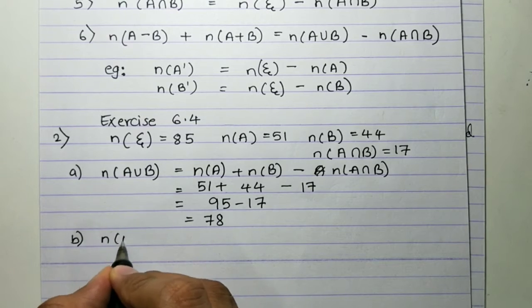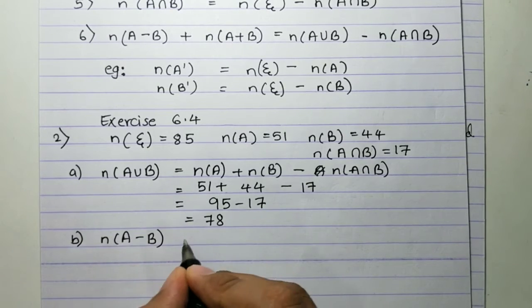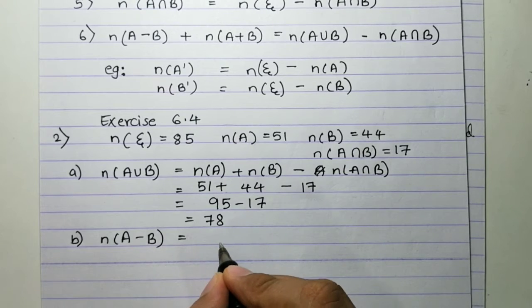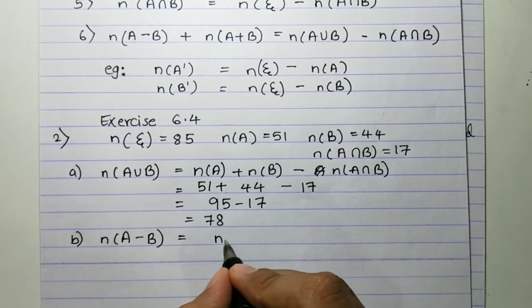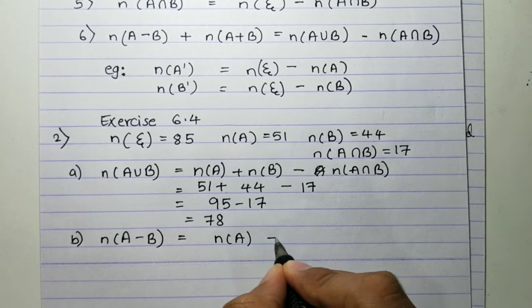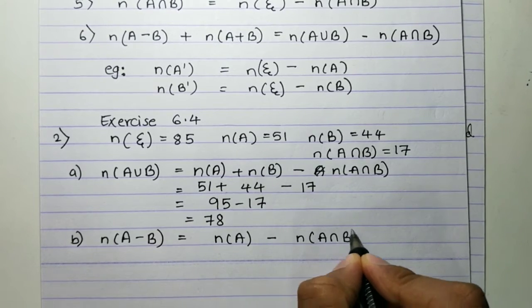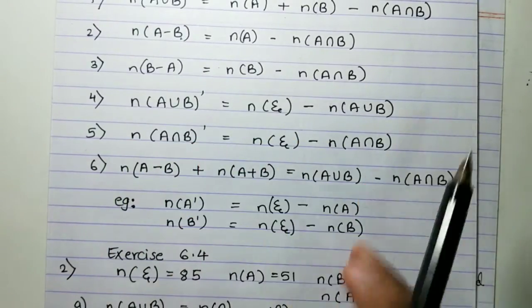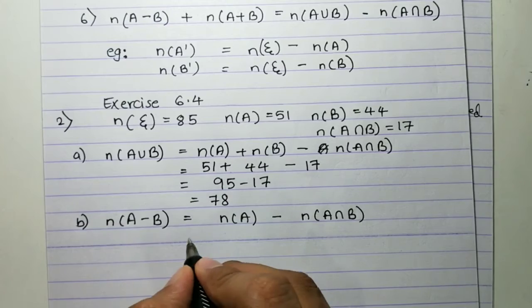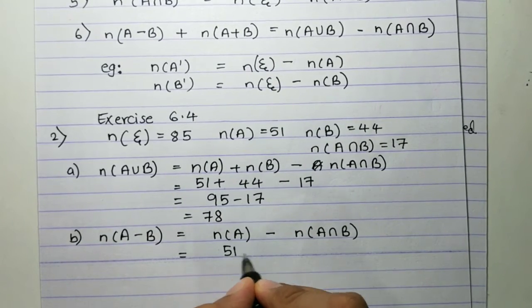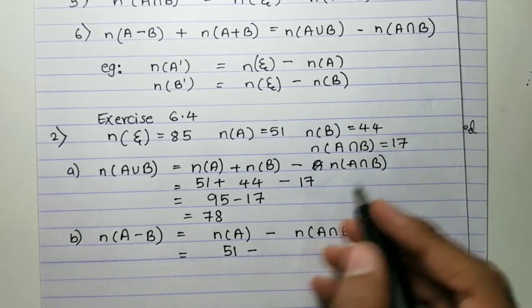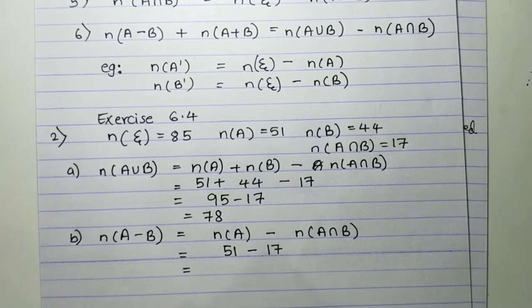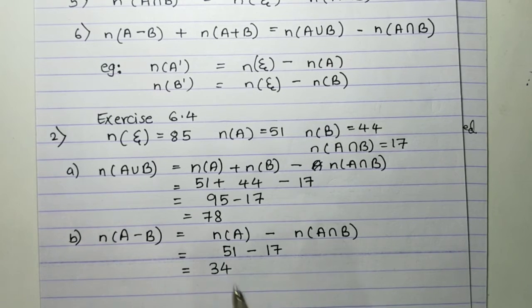B, we have to find N of A minus B. What is A minus B? The formula is N of A minus N of A intersection B. You can see here it is. So what is A? A is 51 minus A intersection B is 17. Answer will be 34.